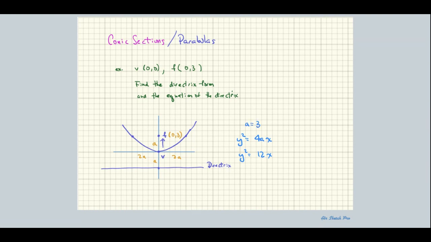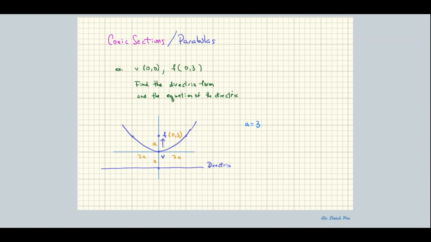A is 3, the standard form for something opening. Oh, wow. Sorry, guys. This thing's opening what direction, guys? Positive x, positive y, negative x, negative y. Which is it? Positive y. So that's what we do.